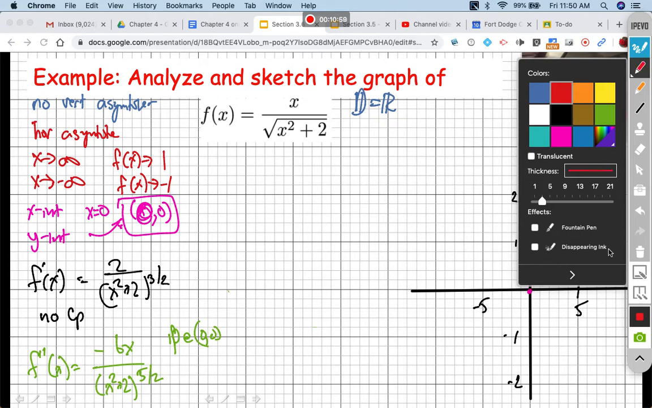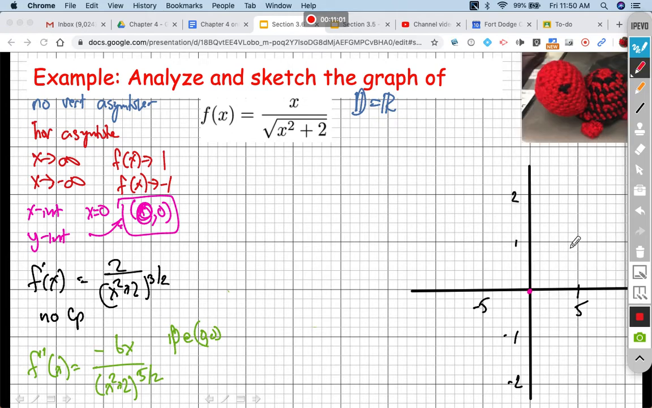And I have my horizontal asymptote. When I'm positive, my asymptote is up here at +1. When I'm negative, my asymptote is down here at -1. My intervals are going to be -infinity to 0 and 0 to infinity, because my only possible inflection point is right here as well.